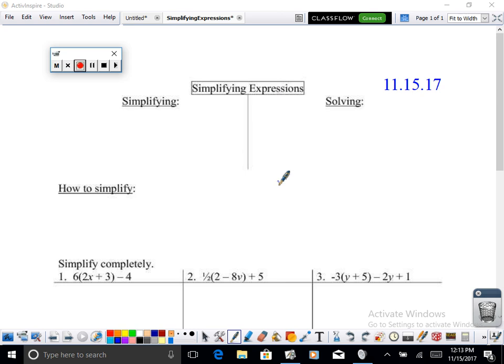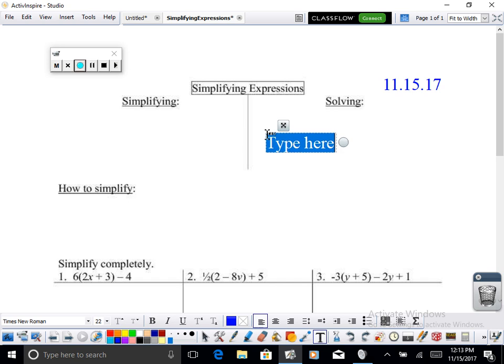Okay, today we're going to take a look at simplifying algebraic expressions. Now, the last couple of weeks we've been looking at solving algebraic equations. When we were solving equations, what did our solutions typically look like? Give me an example of what our solutions looked like when we were solving an equation or an inequality.